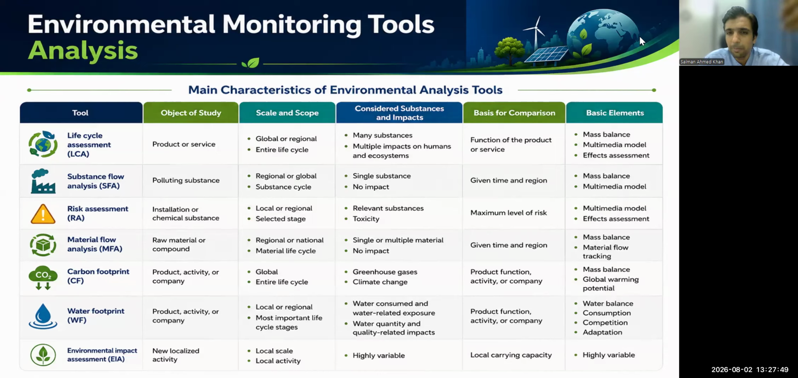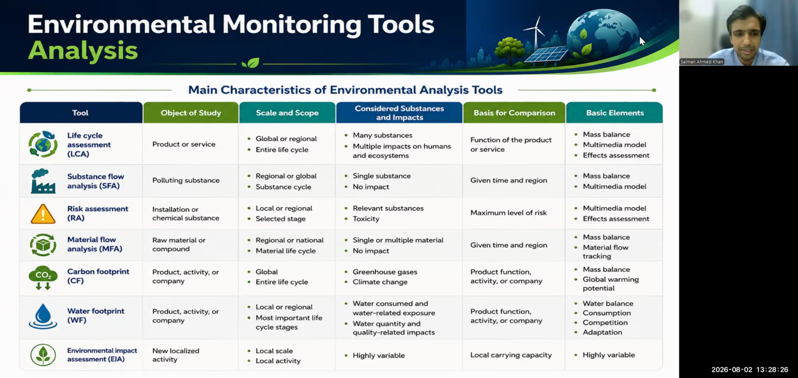It can be applied on many substances, and the basis for comparison is the function of the product or service. Its basic elements are the mass balance, multimedia models, and effect assessments of any material, raw material, or product. Another is substance flow analysis. These tools are used for analyzing and studying polluting substances, and it has the scale or scope of the substance cycle, regional or global cycle.